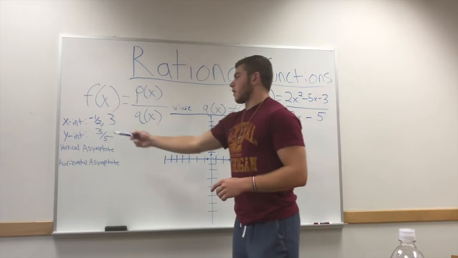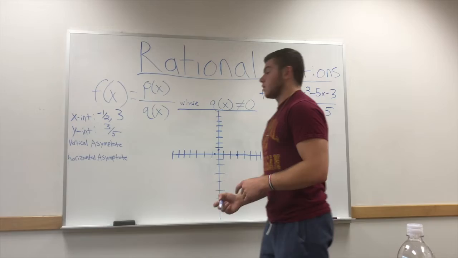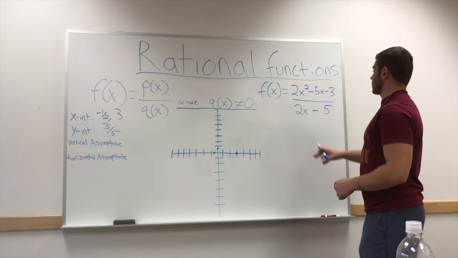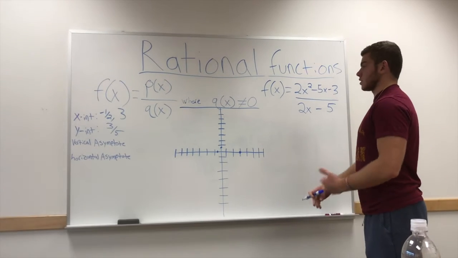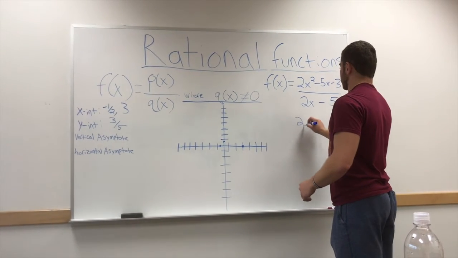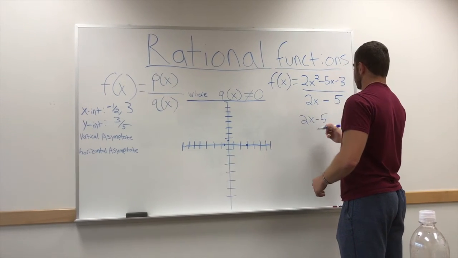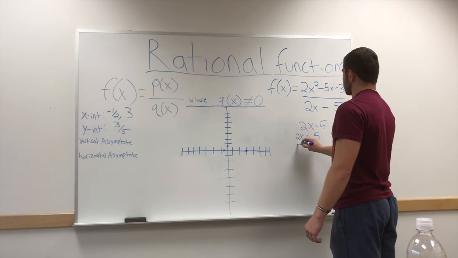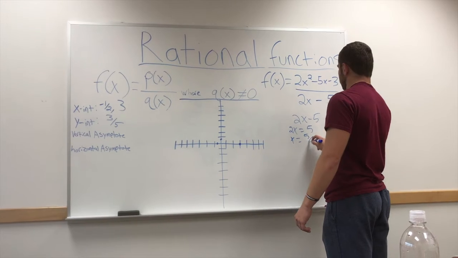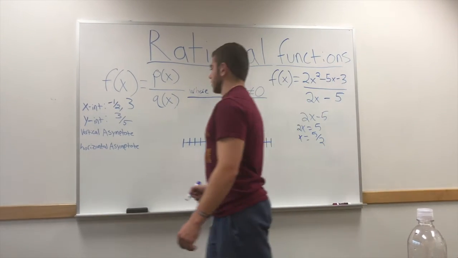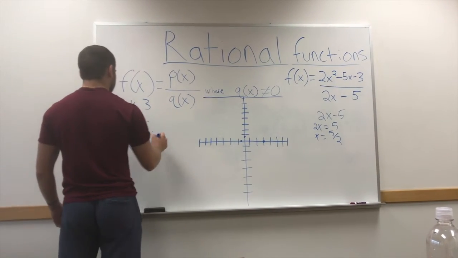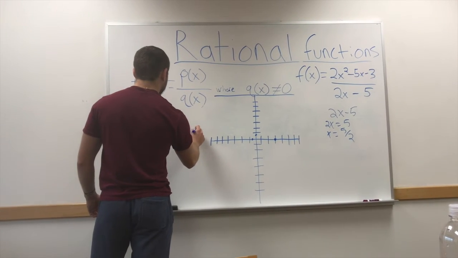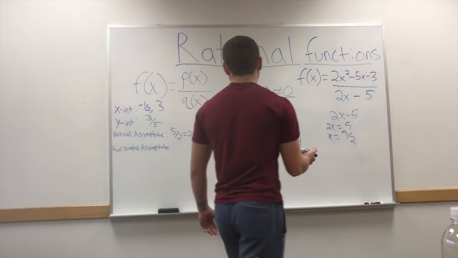Alright guys, so now that we found our x-intercept and our y-intercept, we're going to go ahead and find the vertical asymptote. How to find that? We're going to set the denominator to 0 like we've done so many times already. It's going to be repetitive. 2x minus 5 equals 0, x equals 5 over 2. It's our vertical asymptote. It's about 2.5.